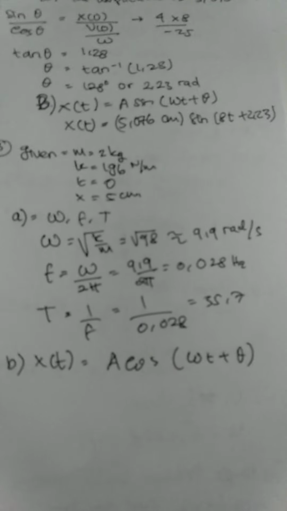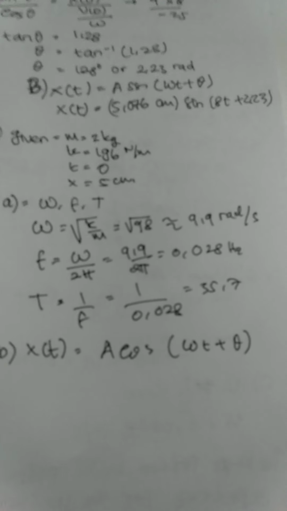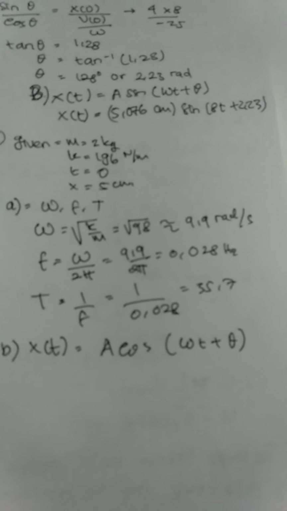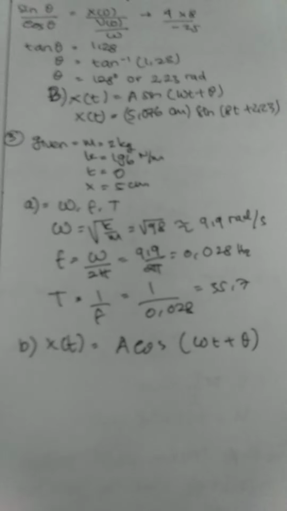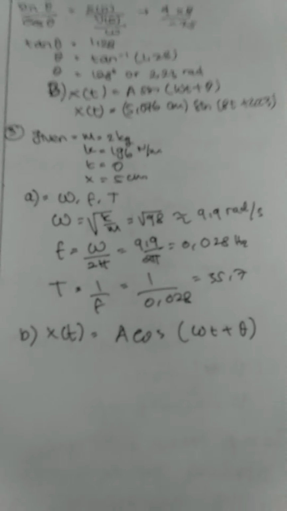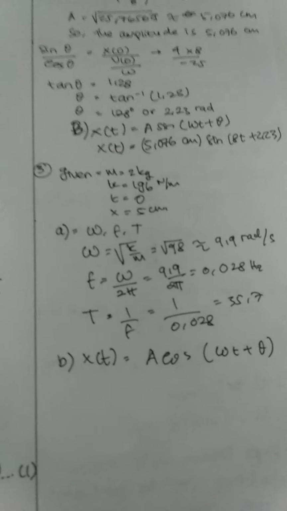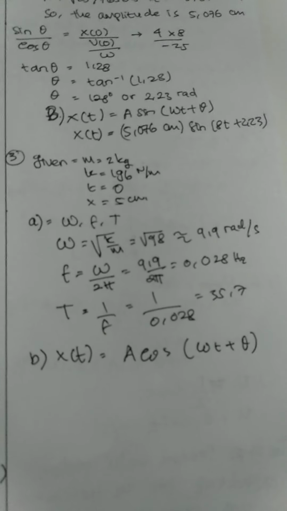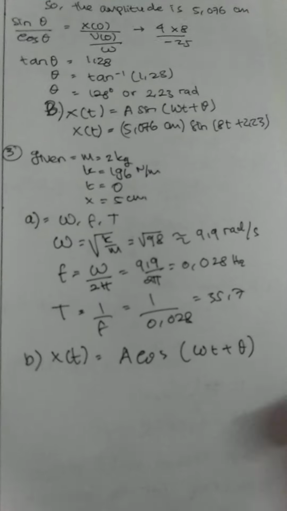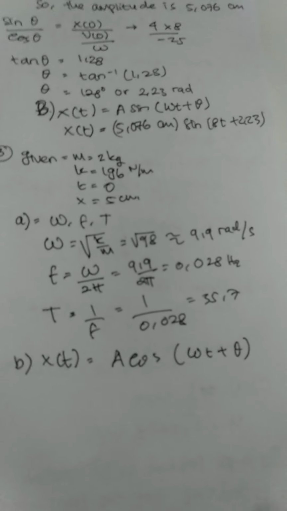f equals omega per 2 pi. So we got the result 0.028 hertz. And the period is 1 per f, equals 35.7. And then the next is x(t) equals A cos of omega t plus theta. Based on the question, write x as a function of time: x(t), the function of time, equals A cos of omega t plus theta.